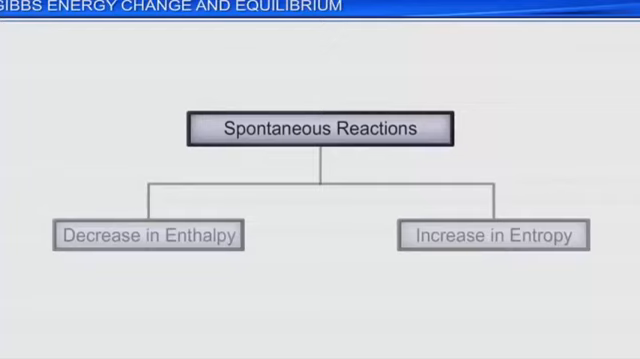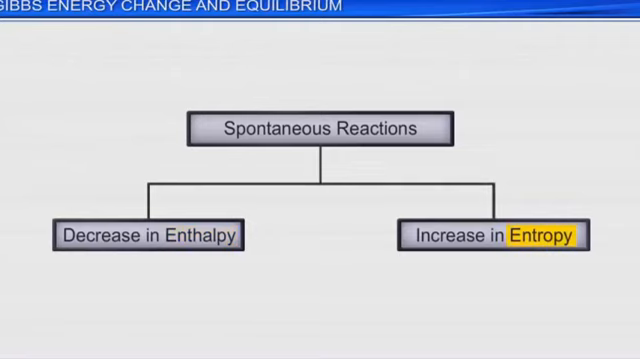We've seen that spontaneous reactions often have a negative enthalpy change. That is, the reaction is accompanied by a decrease in enthalpy. We also learned that spontaneous reactions are accompanied by an increase in entropy. That is, there is an increase in randomness where delta S is greater than 0. Thus, we can say that the spontaneity of a reaction involves two thermodynamic properties, enthalpy and entropy.